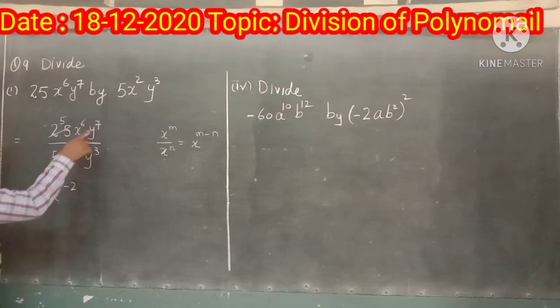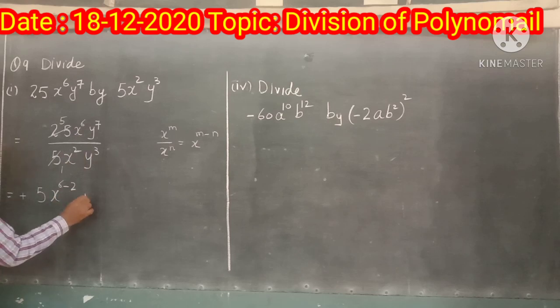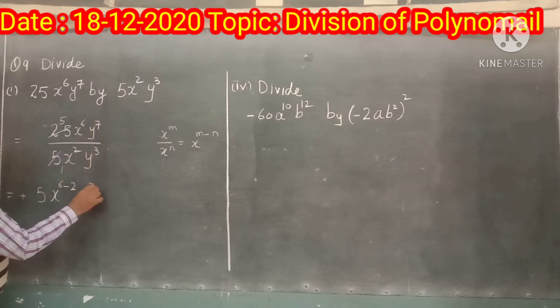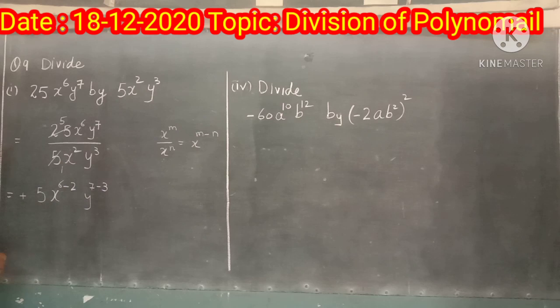Same y and y, both the bases are same, so that's why we will write y power 7 minus 3. So the answer is plus 5 x power 6 minus 2, that is x power 4, and y power 7 minus 3, that is y power 4. So this is the answer.